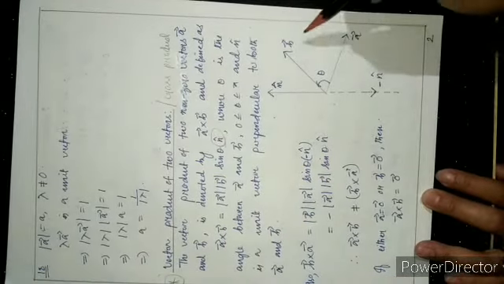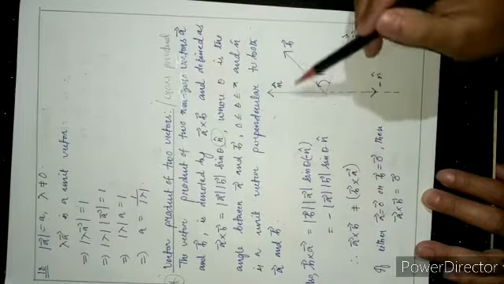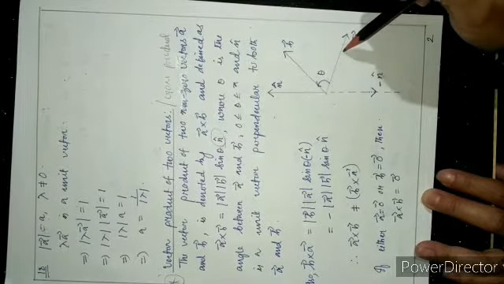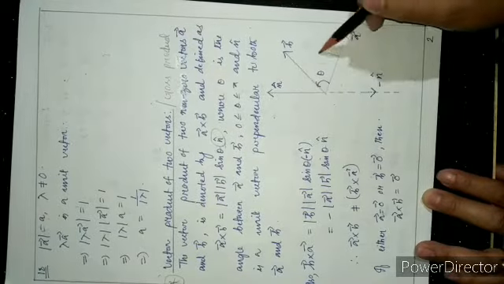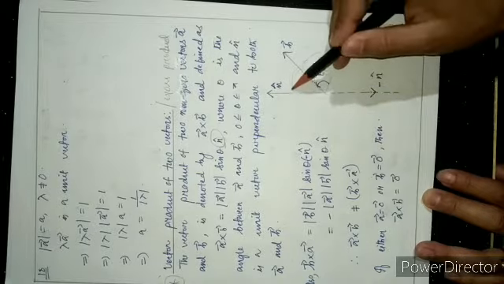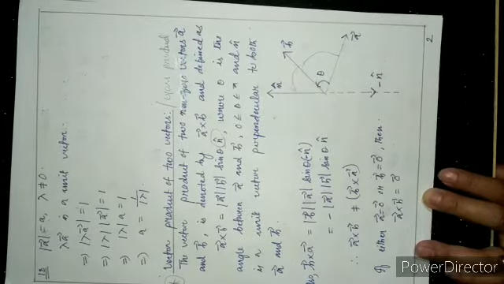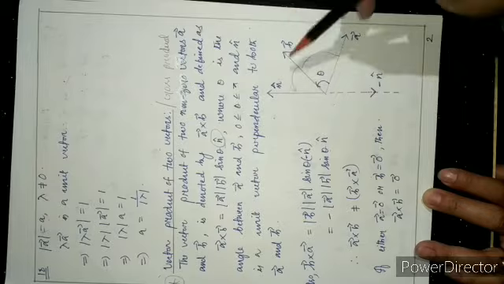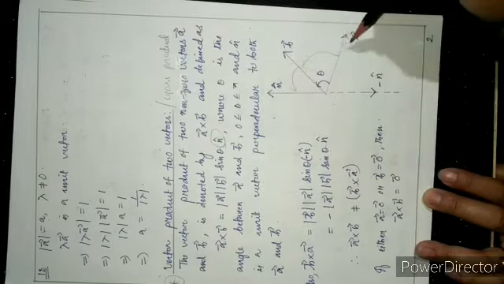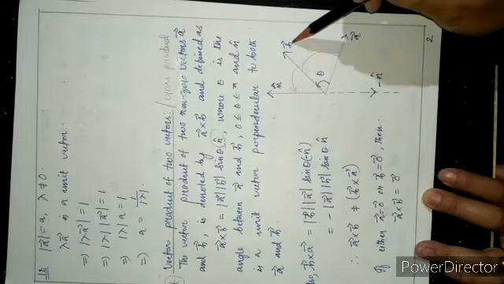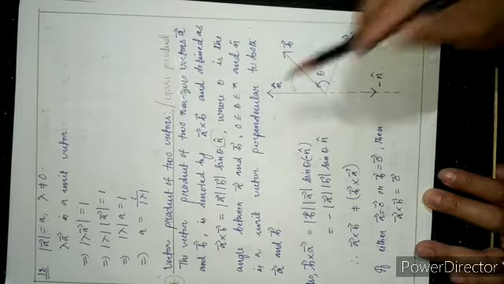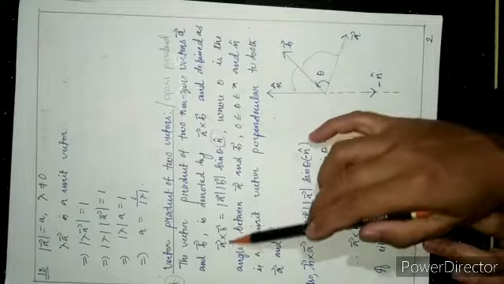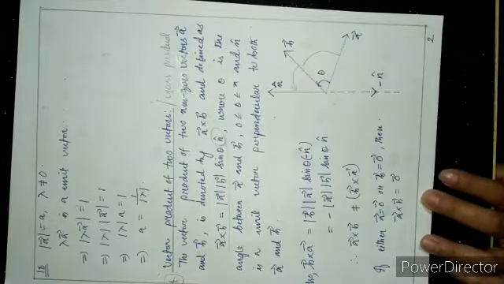So A vector, B vector and n cap form a right-handed system, rotating from A to B and in the direction of n cap. If you rotate from A to B, the direction n cap points is a right-handed system. This is how A vector cross B vector is defined.